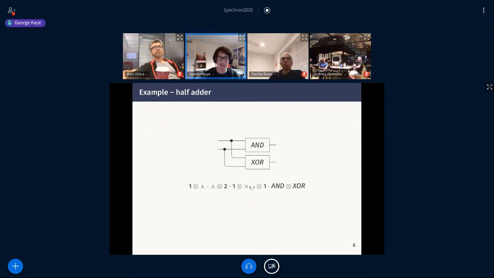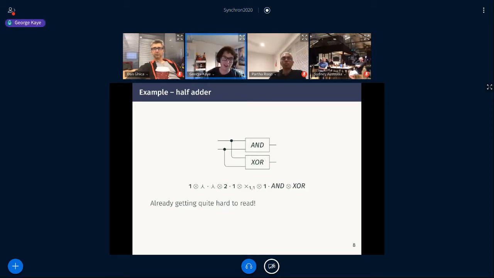So here's a little example. We can make something like a half adder. And you can see already these terms are getting quite messy. Like, what is going on here? You can't really tell. So already we're seeing that perhaps something more diagrammatic, something like this, is more appealing. So let's keep that in mind for a moment.